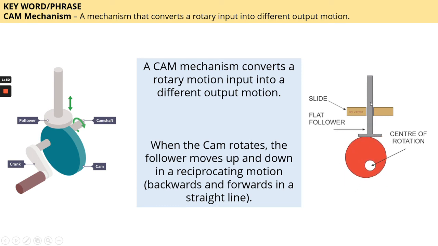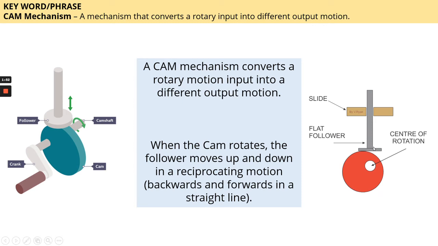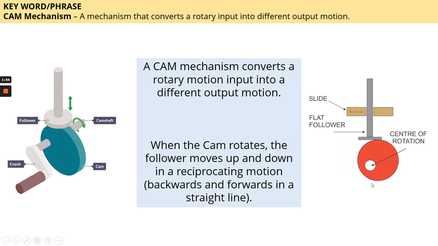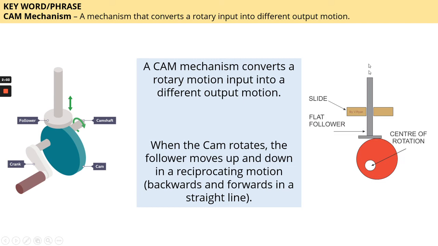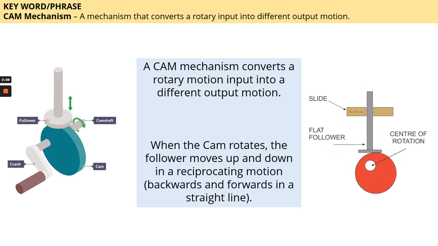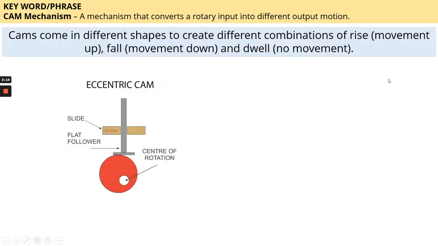So a cam will come with different rise, fall and dwell. The rise is movement up, and dwell is when the follower does not move at all. So when I talk about rise, it's the follower moving up. When I'm talking about fall, it's the follower moving down. With no dwell, we can see a rise and a fall, but the follower is consistently and continuously moving. Notes in your table on that first page.